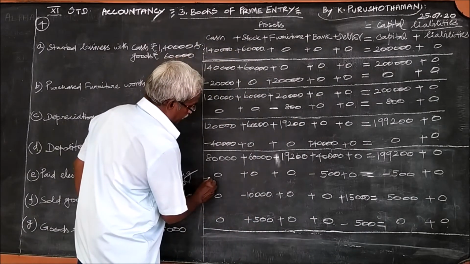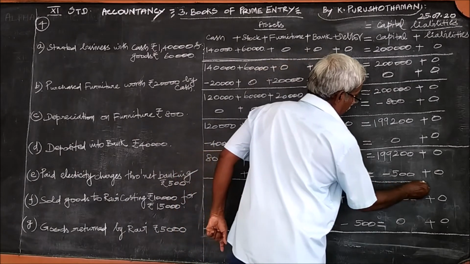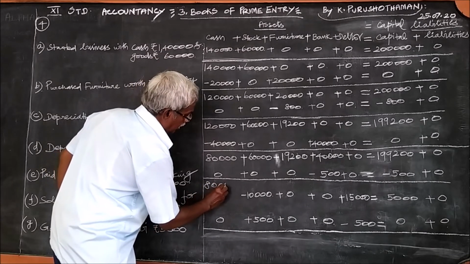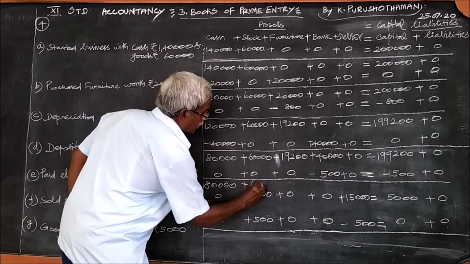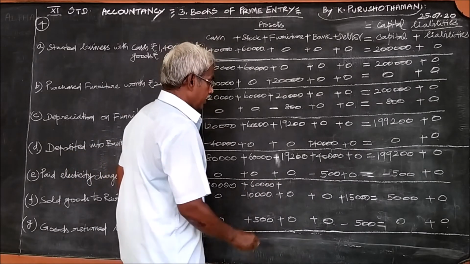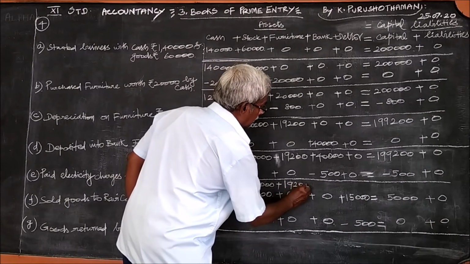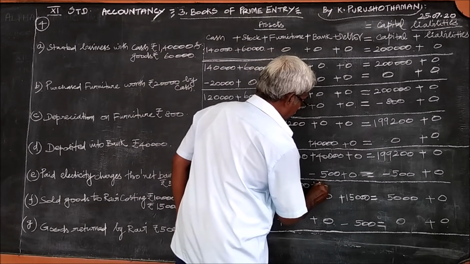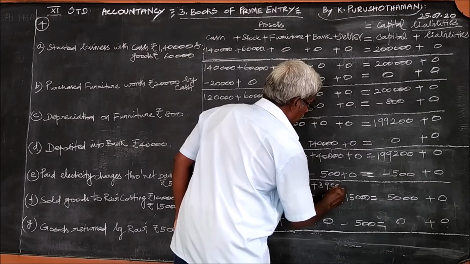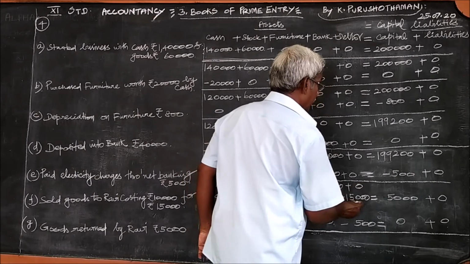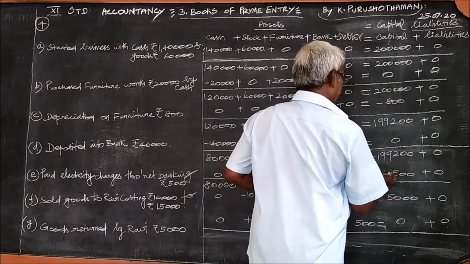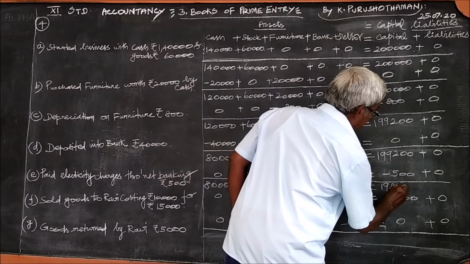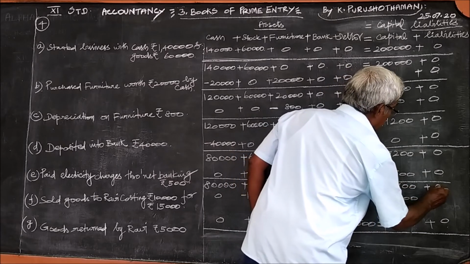Once again, you add these two numbers. 80,000 plus 60,000 plus 19,200, and 40,000 minus 500, this is minus, 39,500, plus 0 equal to 1,99,200 minus 500 will give 1,98,700 plus 0.